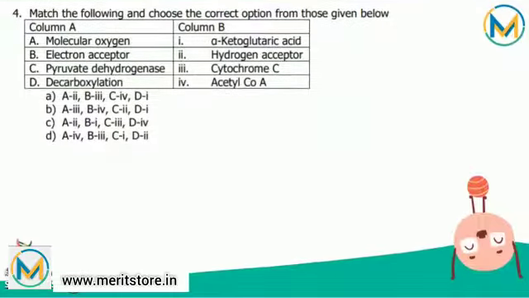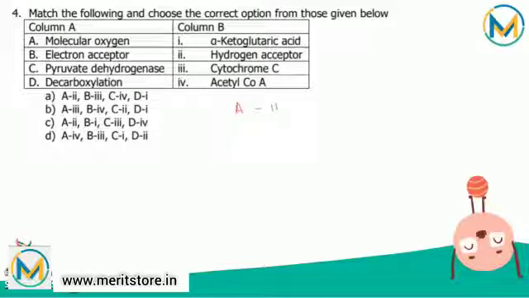Looking towards the next question: match the following and choose the correct option from those given below. Here the correct matching is molecular oxygen, A, matches with hydrogen acceptor, that is 2. Then electron acceptor matches with cytochrome C, that is 3. Then C, pyruvate dehydrogenase, matches with acetyl coenzyme A, and the fourth, decarboxylation, matches with alpha ketoglutaric acid. Now, A2 is there in option A as well as in option C. Then B3 is only there in option A, then C4 and D1. So the correct answer is option A.